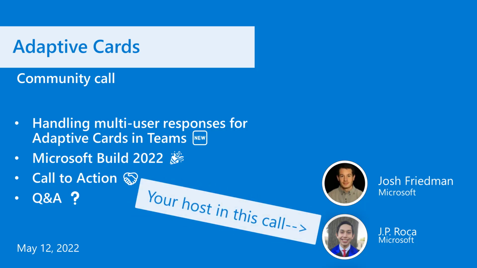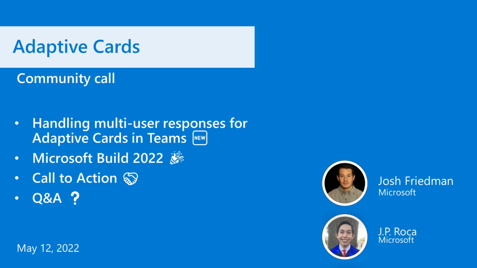Today we have a special guest, Josh Friedman. He's going to walk us through handling multi-user responses for adaptive cards in Teams. We're going to briefly talk about Build 2022, which is coming up soon, a short call to action, and then we'll end it up with our usual Q&A session. We'll try to leave more time than usual since I know there's a lot of people excited for this feature and we're probably going to get a lot of questions related to it.